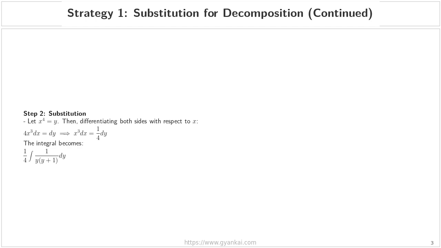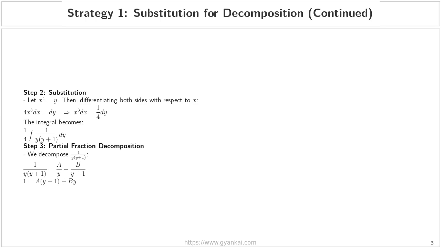Now, let's substitute this into our integral. Remember, our integral was 1/4 integral of x to the power of 4 times x to the power of 4 plus 1, with respect to x. Now, we replace x to the power of 4 with y, and x cubed dx with 1/4 dy. This transforms our integral into 1/4 integral of 1 over y times y plus 1, with respect to y. Notice how much simpler this looks.